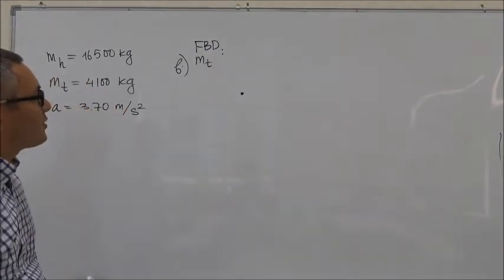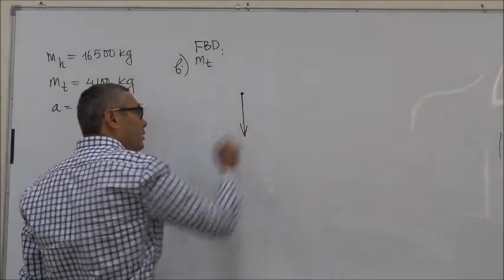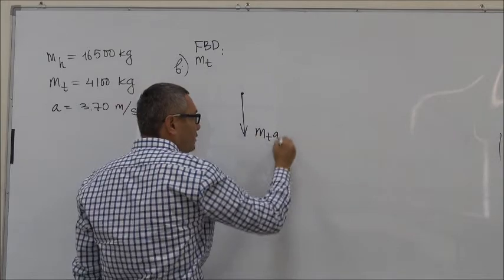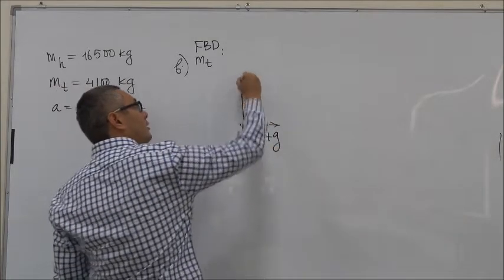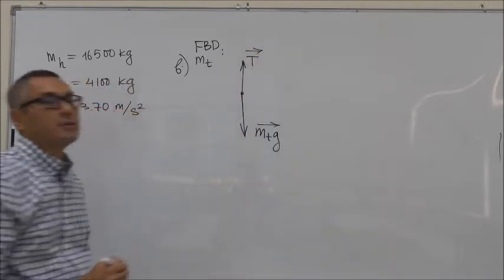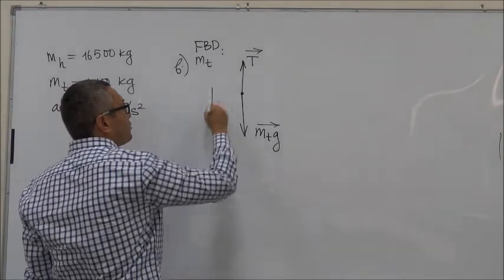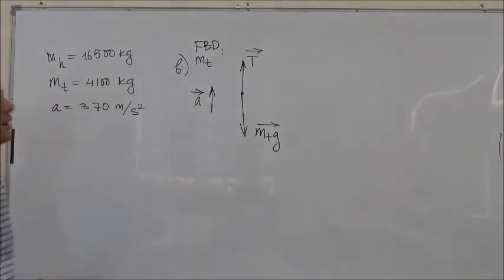So what are the forces acting on the truck? Well, there is a gravity force which is pulling it downwards, and that's the gravity force of the truck itself, so mtg. And then the tension in the upper cable, which is pulling it upwards. The truck is accelerating upwards as well. So the acceleration is pointing upwards. So this is the free body diagram for the truck.